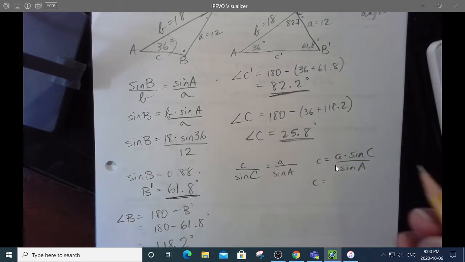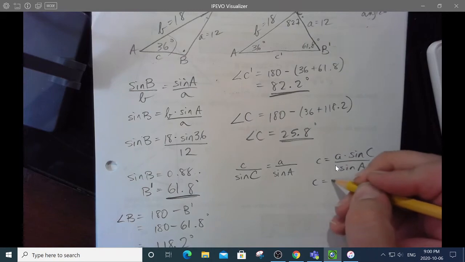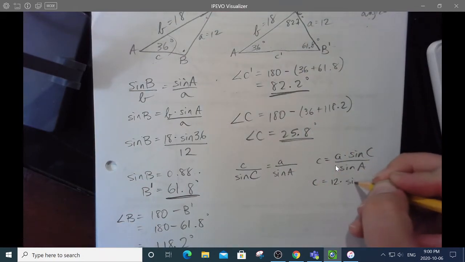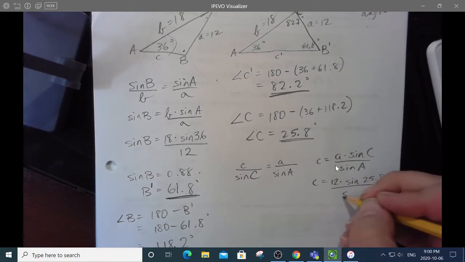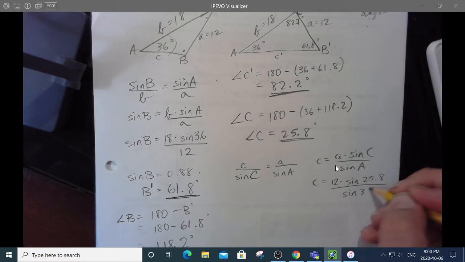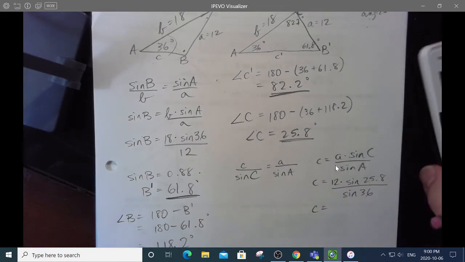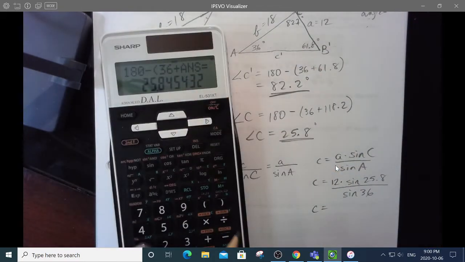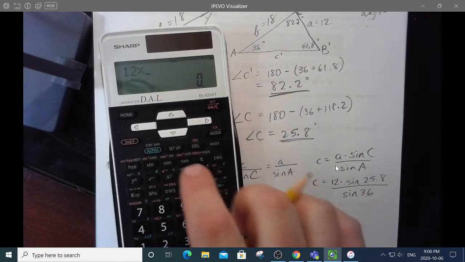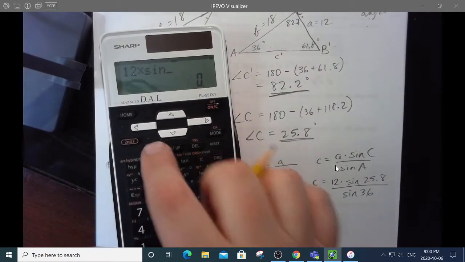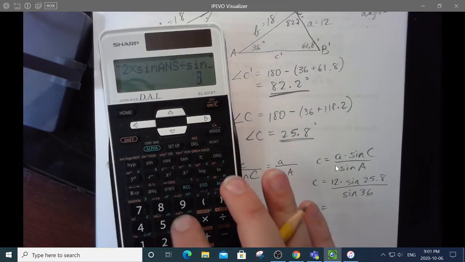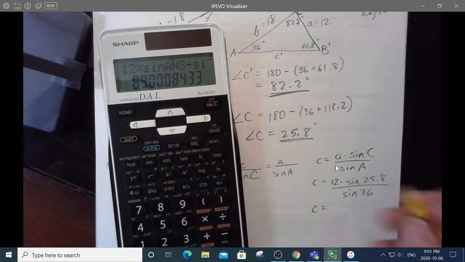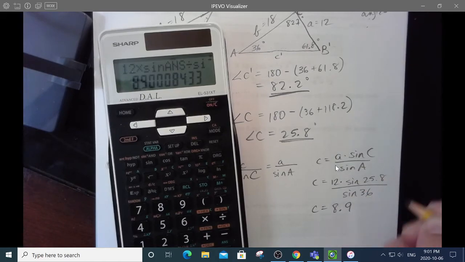Plug in my numbers. My number for A was 12. The sine of angle C is the sine of this angle I just found, 25.8 degrees, divided by the sine of, we were given 36. So side C is 12 times the sine of the angle I just found, divided by the sine of 36. Boom! 8.9 and a bunch of change. So I'll round it to 8.9.